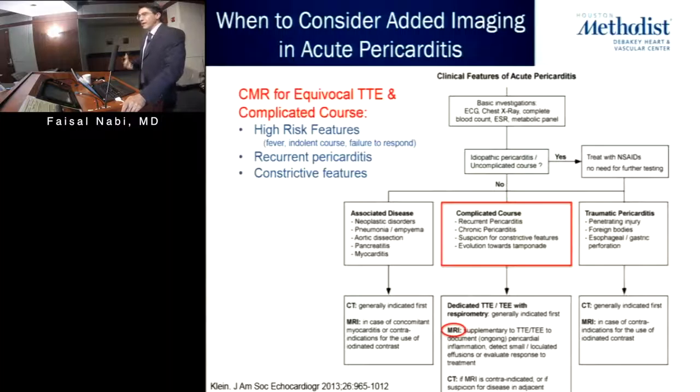So there are few and far between guidelines on this. There are really no randomized trials. This is all expert opinion. When it comes to acute pericarditis, when should you consider advanced imaging, specifically CMR? The recommendations are patients who have either equivocal echoes or those who run a complicated course, such as those with high-risk features, like our individual case where we had a fever, an indolent course, and failure to respond to therapy, and those where you want to help identify complications, and those patients who may have recurrent pericarditis or constrictive features, where you can look at pericardial inflammation to assess therapy and monitor response to therapy.